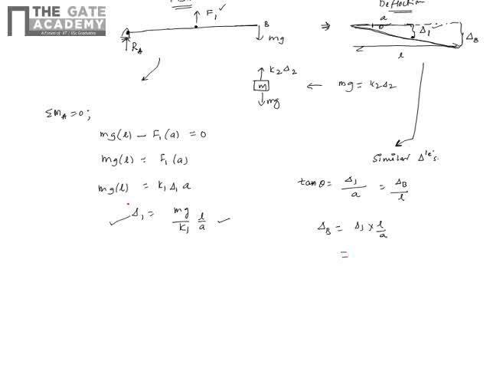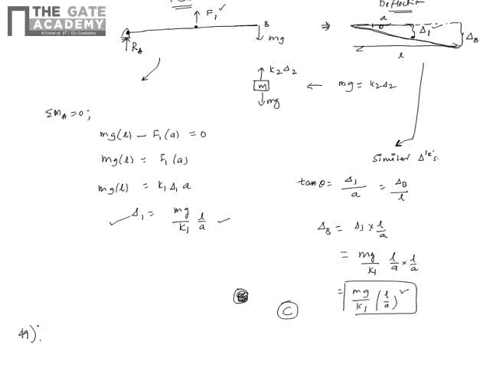Delta 1 I got from the moment balance, which is mg by K1 into L by A, and you have another L by A, so it is mg by K1 into L by A whole square. So the answer is B. Sorry, the option is C here, because mg L square by K1 A square. In B you don't have a square. So this is the answer, option C. Okay, this is for the 48th bit. Now for the 49th bit, we are supposed to find the frequency of vibration of the system M.